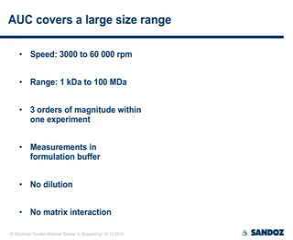Okay, to sum this up, AUC covers a large size range. I told you in the beginning that depending upon the size of your monomer, you should adjust the fitting limits. You may also adjust the speed.